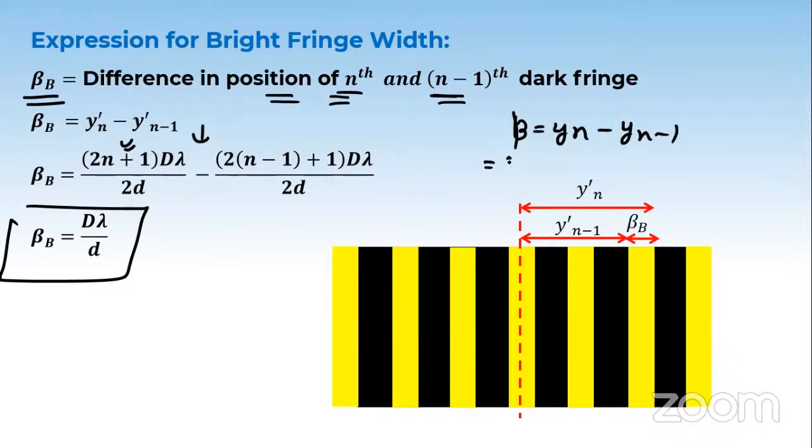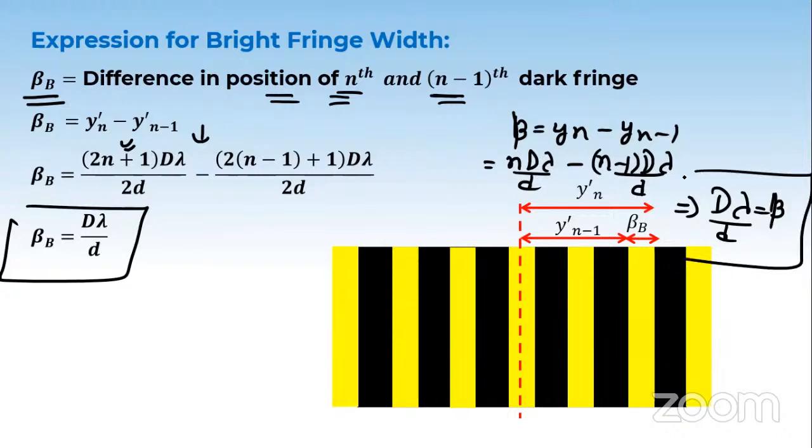Yn is equal to what? N capital D lambda by small d minus (n minus 1) capital D lambda by small d. When you solve this again, you'll get the answer as D lambda by d, which you can mark as beta. Now, this is the formula for the position of brighter fringes.